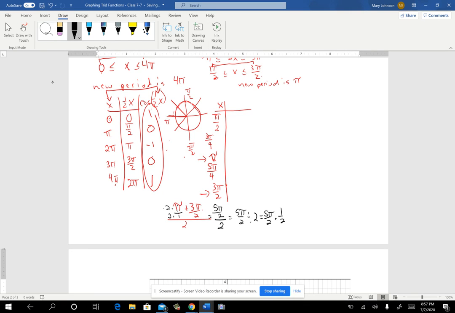So that's kind of the algebra you can do to figure these out if you're not able to do it from the unit circle easily. Okay, now here's why we want to do it. Once we find them, those are the 5 key points it takes to complete one full cycle. So your starting point, think about your usual starting point.